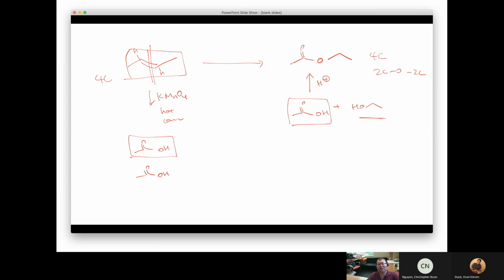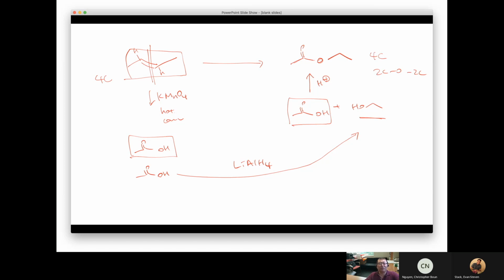But we don't have the alcohol. So what you can do is reduce it. Carboxylic acid can be reduced to an alcohol by treating with lithium aluminum hydride. If you treat it with sodium borohydride, that's not strong enough and nothing happens. But lithium aluminum hydride will reduce the carboxylic acid to the primary alcohol. Then we can do this.